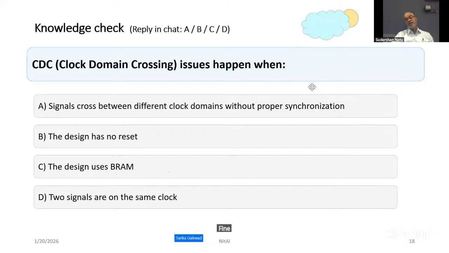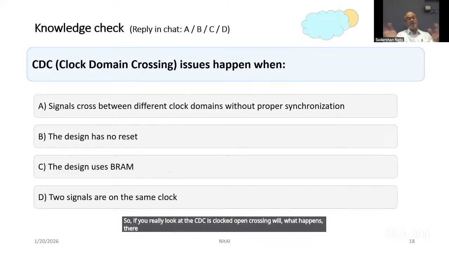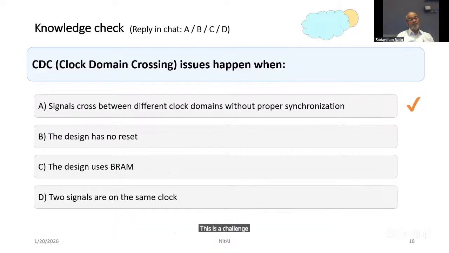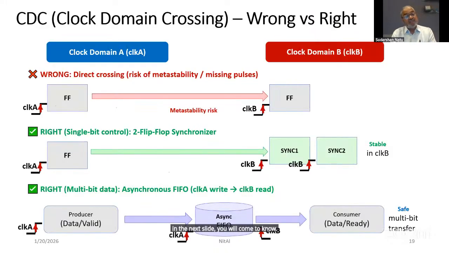Fine. So let's take a look at what exactly happens in clock domain crossing. There are two building blocks operating at different frequencies and crossing between them. This is a challenge: a signal crosses between different clock domains without proper synchronization. I'll give you an example of this in the next slide. This is an example slide that I would like to show you.